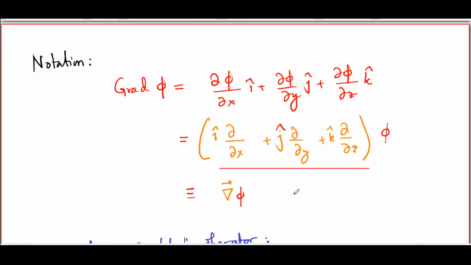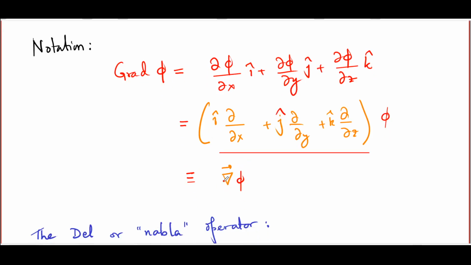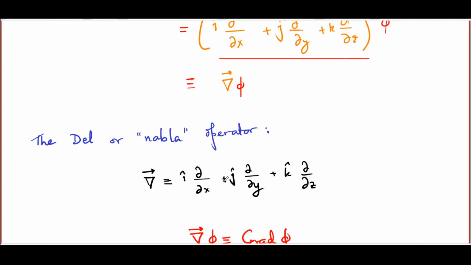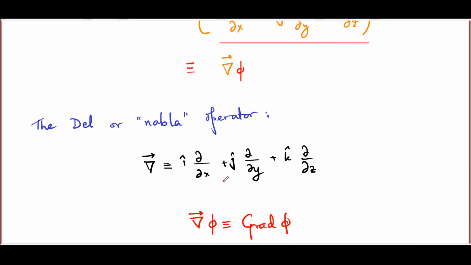And it pays off to give this operator a name. You call this the del operator or the nabla operator, and this operator is simply i del del x plus j del del y plus k del del z. And our shorthand becomes, you just write the nabla operator. The arrow is something we are going to use because we can't write boldface on the screen with this pen. Some texts use a boldface nabla to indicate that it's a vector. Some just omit the arrow, assume that you will understand it's a vector, or at least a vector-like operator from the notation itself.